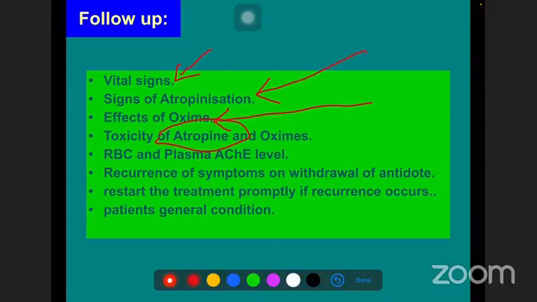it is not available in our country. In our country, it is not possible. So I have told it for theoretical purpose, for investigational purpose, for research purpose, you can do it. But for practical purpose, it is not possible to do this investigation. Recurrence of the syndrome on withdrawal of the antidote.